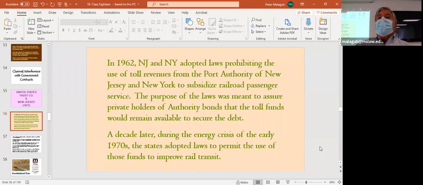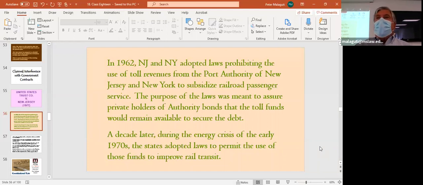It wouldn't use them, for example, for railroad passenger service. Well, that's all well and good. 1962 was the era of the automobile. Big, heavy, gas guzzling automobiles that basically would tear up pavement as they drove down the road. All of a sudden, it's the mid 1970s, and we have the energy crisis in the 1970s, which most of you are too young to have remembered.